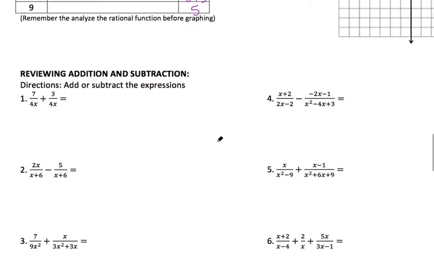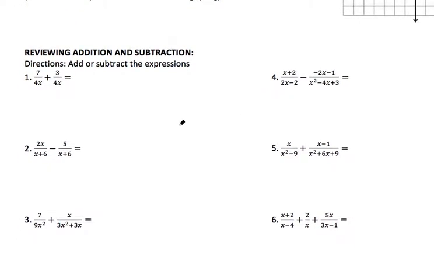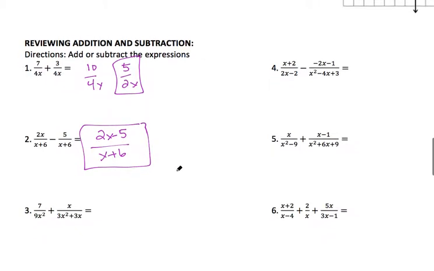Okay, so now we're going to go through a bit of a review of addition and subtraction of rational expressions. First of all, these first few are a very quick refresher. You have a common denominator with the 4x's, so we can just add them together. So our answer is simply 10 over 4x, and we simplify to get 5 over 2x. Okay, denominators are the same, so I can just go ahead and subtract them. No issues, okay?